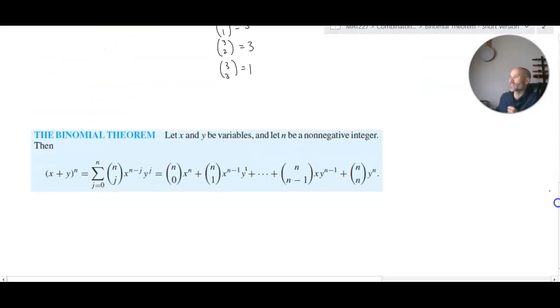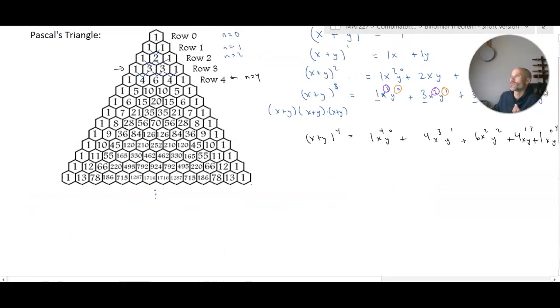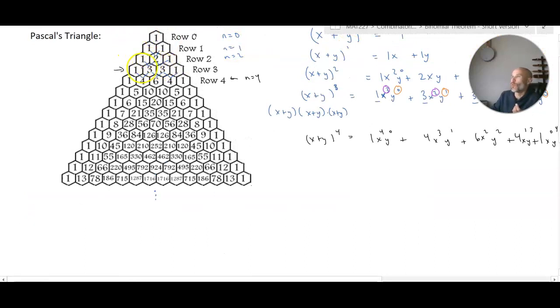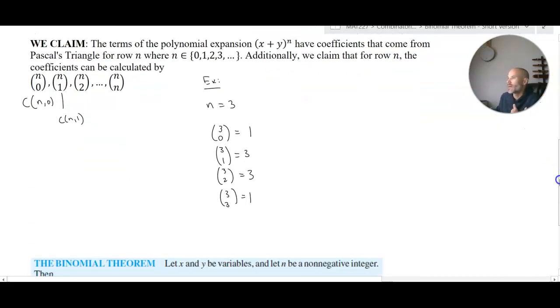Before I mention where this comes from, this is how you might see this stated. This is called the binomial theorem, that if you want to take x plus y to the n, it's going to be the sum of n combination j, where j goes from 0 up to n. So that just means we're going across the row, right? 1, 3, 3, 1. This is 3 combination 0, 3 combination 1, 3 combination 2, 3 combination 3.